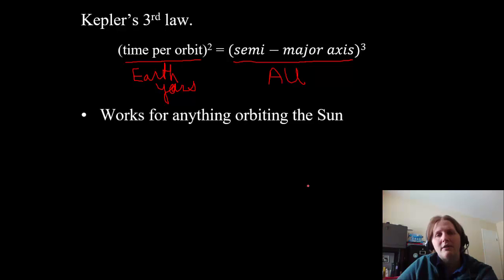Sorry about my writing there. The bigger the orbit, the longer it takes to go around. And Kepler's third law worked for anything orbiting the sun. So the major planets, asteroids, and comets, but only things going around our sun. And now that Newton has discovered the universal law of gravity, he's going to be able to generalize this so it works for any pair of orbiting objects. Right?